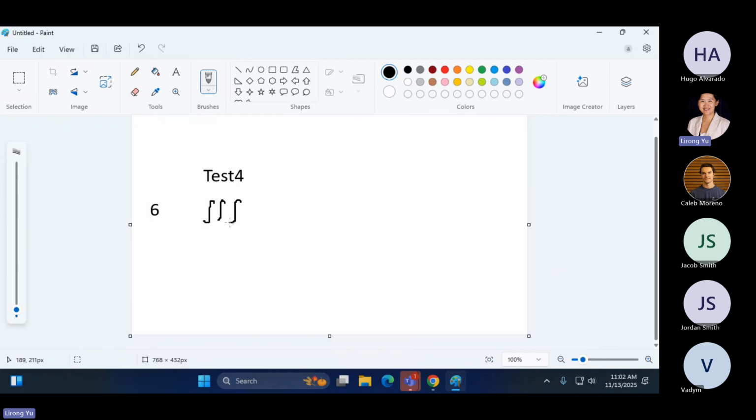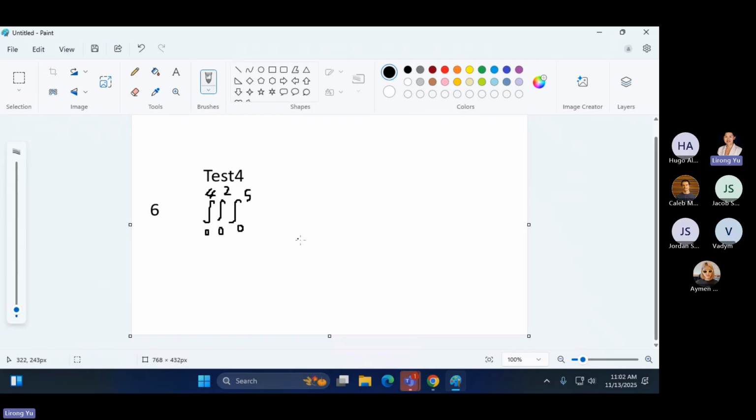So we have the triple integral here. The x is from 0 to 4. The y is from 0 to 2. The z is from 0 to 5. At least in this version, I've changed the numbers around. The integrand is z times e to the x plus 2y.